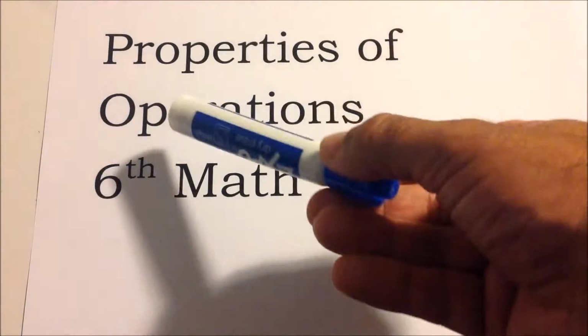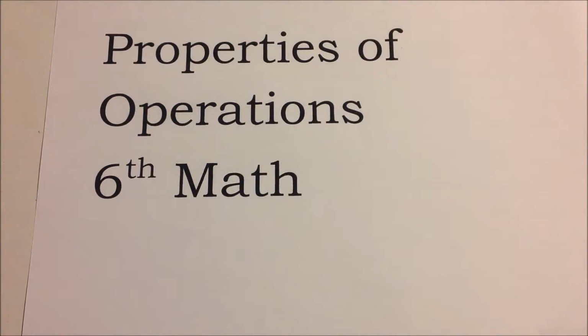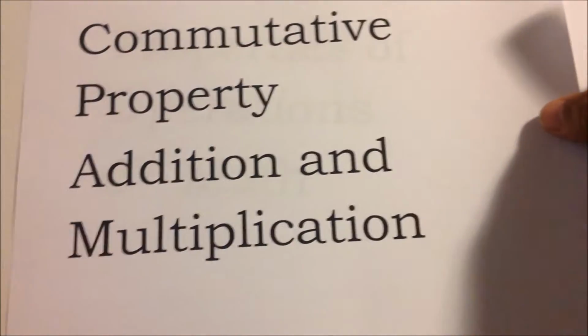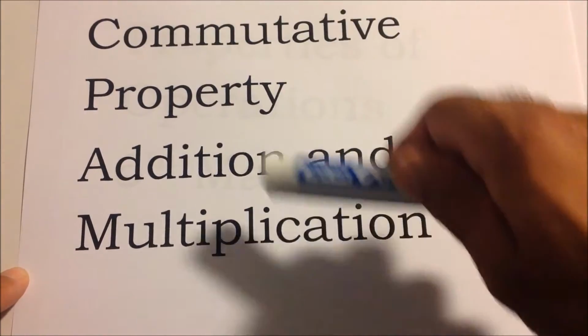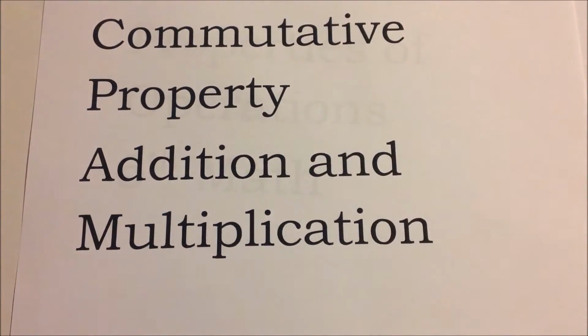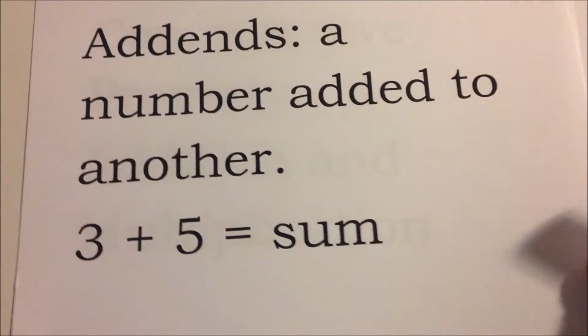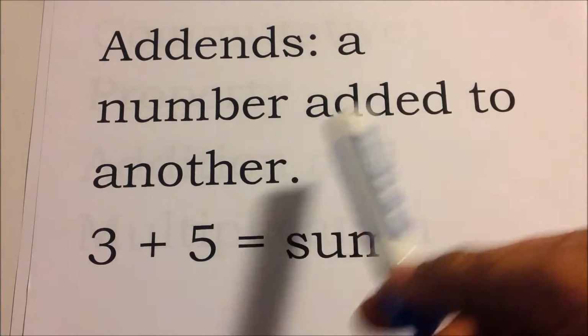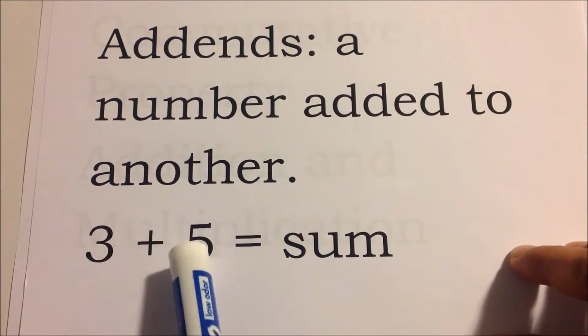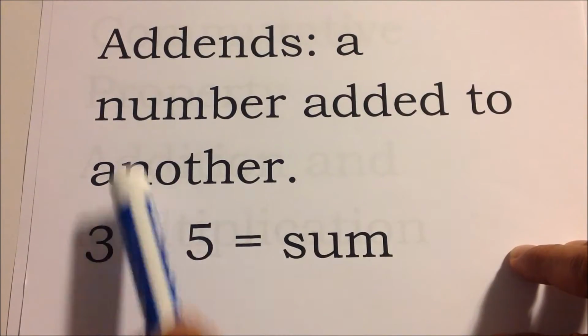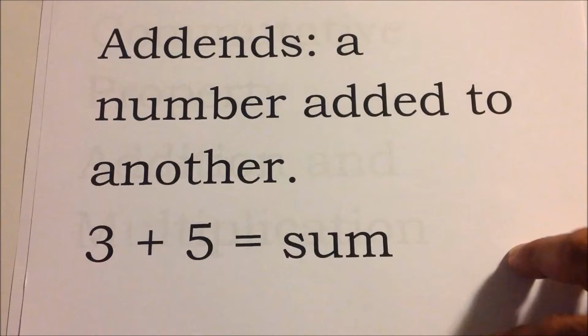Here's our video on properties of operations, and we're not talking about medical operations, but math. Here's one property, the commutative property, and it's only with addition and multiplication. Remember, we can't do it with division, we can't do it with subtraction. And here's a vocabulary word, addends. Addends are just numbers added together, right? So 3 and 5, these are addends, and the answer is the sum. So that's the vocabulary word.